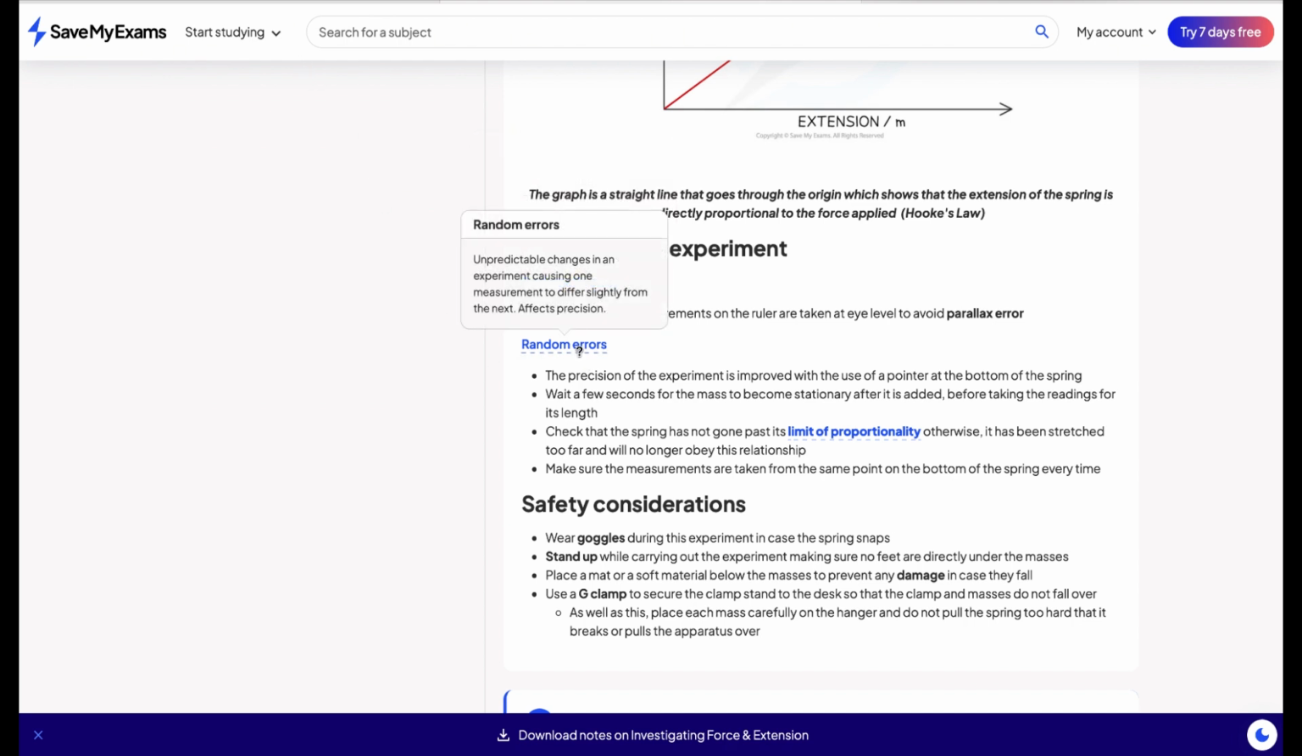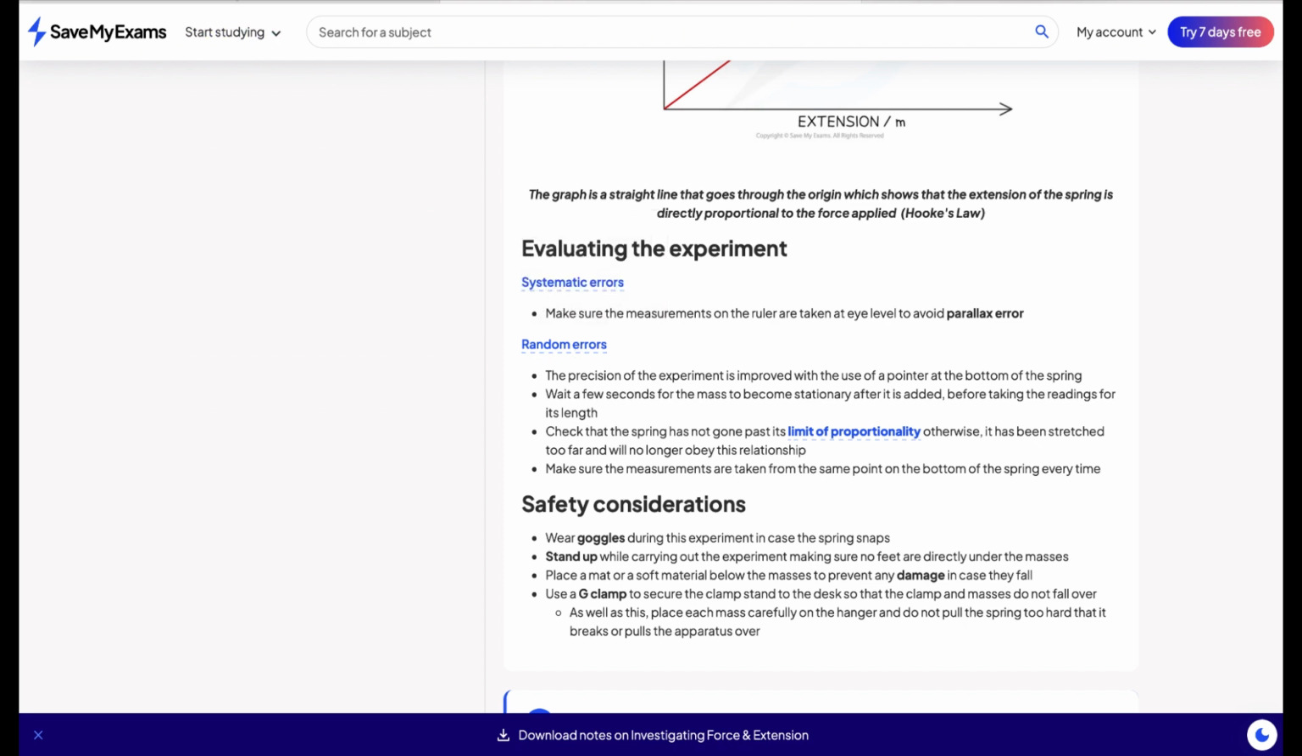Now, the second error in any experiment is the random error. If they ask you in the exam, what are the things that make your answer not to be 100% accurate? You talk about the systematic error that may be found based on the apparatus. You talk about the random error. The random errors are the unpredicted changes in the experiment, causing one measurement to differ slightly from the next one. Unpredicted changes that may happen during your experiment. They are the random errors.